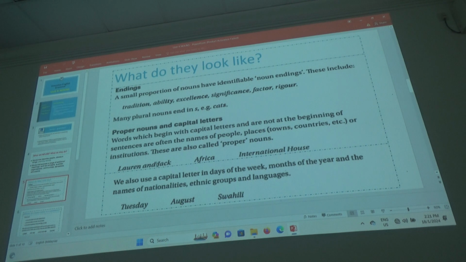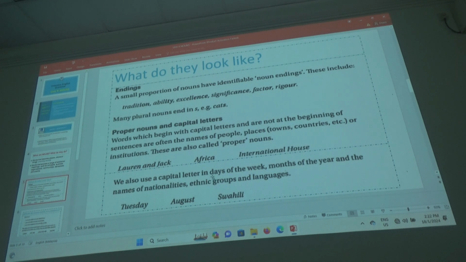Lauren, L capital, J capital. Africa, A capital. International House. If it's the name of a building, International House. So I capital, H capital. Is that clear now? See, all this we know, but we still make mistakes. Alright? After this, no more mistakes, or at least reduce your mistakes. Alright? That's what I'm trying to say.